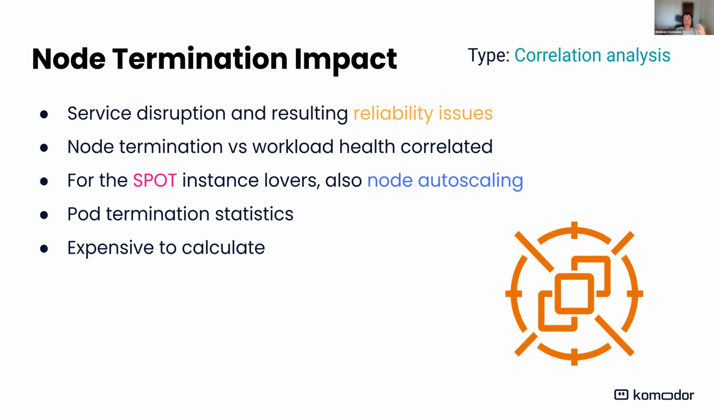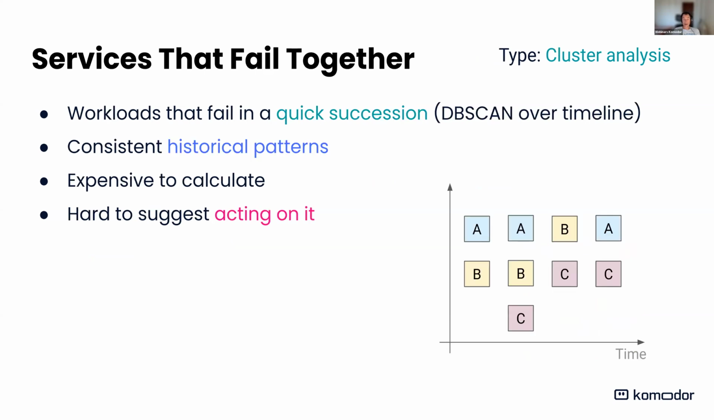As a result, we also had the pod termination statistics, so we could show which workloads were affected the most by the spot instance terminations and pod node terminations. It didn't make it to the final product. It's not fully removed, it's just disabled until we find a solution. It's pretty expensive to calculate, so we're thinking about how to enable that. But we know that some of our customers would love that because they want to know how spot instance usage affects their reliability.